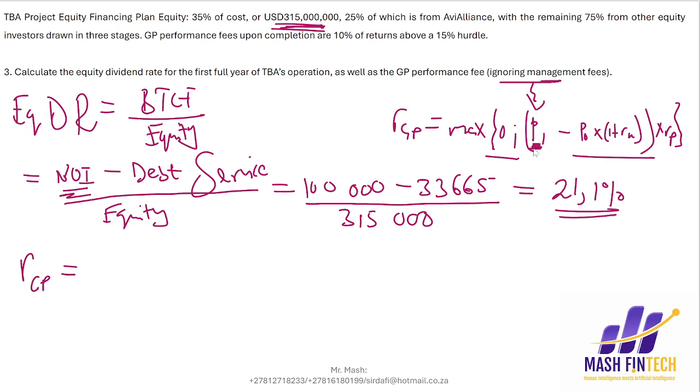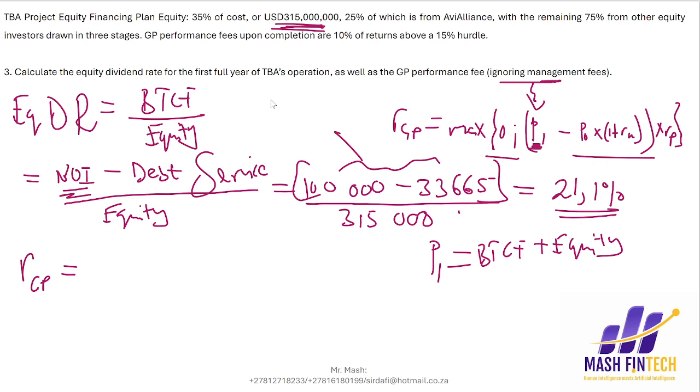So this is the return after a particular period, right? And we said the return after the period, this P1, is given by before tax cash flow plus equity. This before tax cash flow is this 100 million minus 33,665,000. This before tax cash flow, we get it from here. If you subtract these two numbers, you must get 66,335,000.